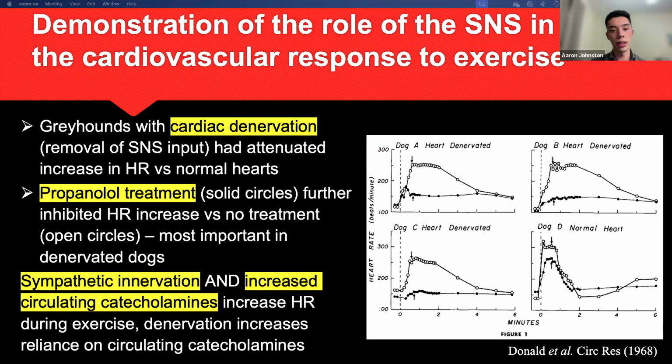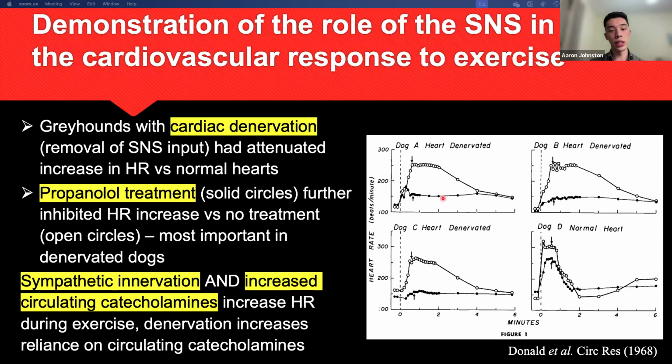system in mediating that cardiovascular response to exercise. So what Donald did here in the 60s was he denervated, so basically cut the sympathetic nerve supply to the hearts. And these dogs, these greyhounds, had an attenuated cardiovascular response, measured as heart rate. So they had a reduction in their heart rate response to exercise when you cut off these nerves. And when they treated these dogs with propranolol, so this is a beta blocker, there was a further decrease. So the beta blocker dogs are in with the black circles versus just the denervated dogs in the white circles. And you can see that there's an almost completely abolished response to exercise in terms of the heart rate anyway.